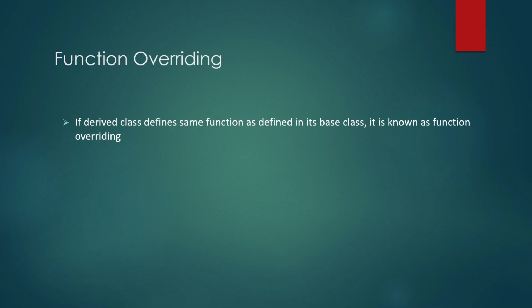What is function overriding? If a derived class defines the same function as defined in its base class, it is known as function overriding. It is used to achieve runtime polymorphism. It enables you to provide a specific implementation of the function which is already provided by its base class. So we will see a small example for function overriding.